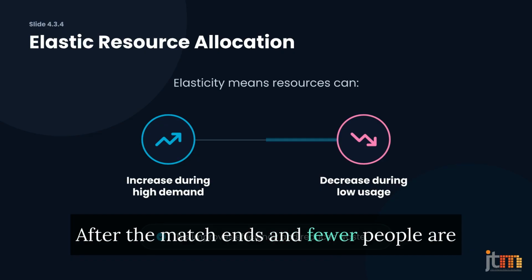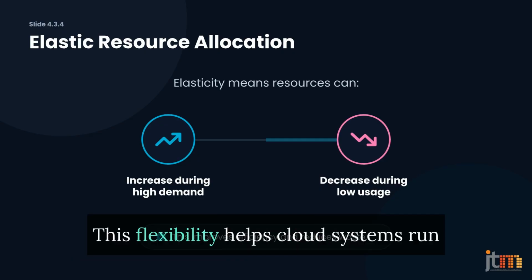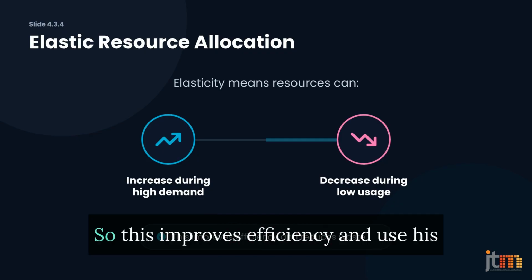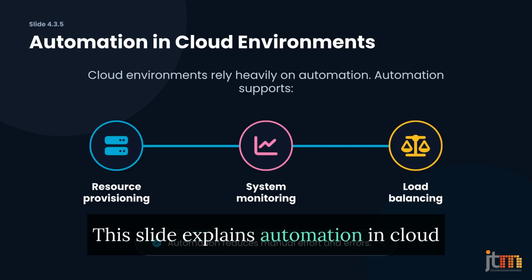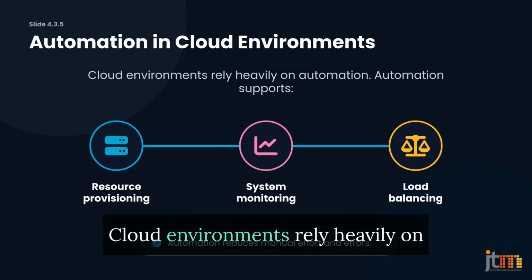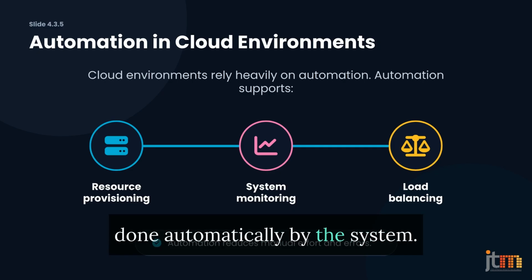After the match ends and fewer people are watching, the system reduces the number of servers. This flexibility helps cloud systems run efficiently, so this improves efficiency and reduces waste. This slide explains automation in cloud environments. Cloud environments rely heavily on automation, which means many tasks are done automatically by the system.